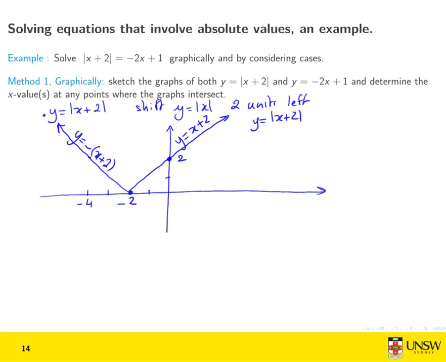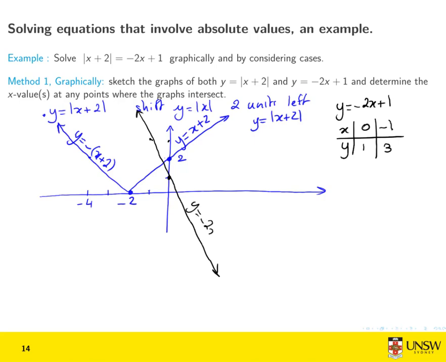Now let's sketch the graph of y equals negative 2x plus 1 on the same drawing. We know that this is the graph of a straight line, and we pick a few values. When x is 0, y is 1, that gives us this point. When x is negative 1, we get 3. So 3 is here, so that gives us that point. And with these two points, we can actually sketch the graph. So this is y equals negative 2x plus 1.